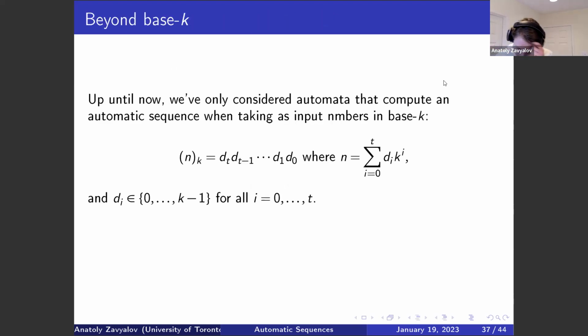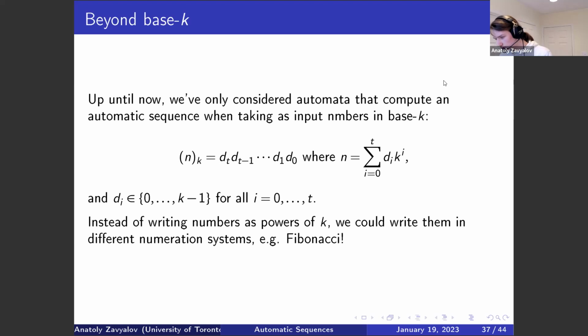Okay, I'll finish off by talking about this: right now what we've been dealing with is looking at numbers in binary, or base k in general, where we represent numbers as sums of powers of k, and in binary as sums of powers of 2. But we don't really have to do this. We could write numbers in different numeration systems, for example, Fibonacci.